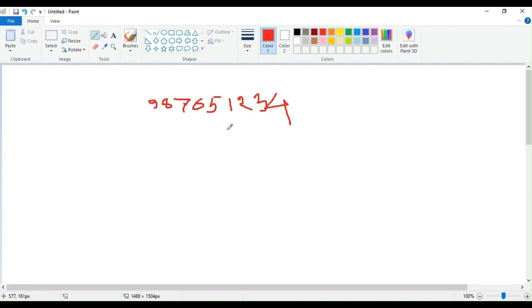Always you will see the total number is divisible by 3. That means there are 9 numbers, and 9 is divisible by 3. There could be 12, there could be 15 numbers in this array. So first we should think about the formation of the numbers.